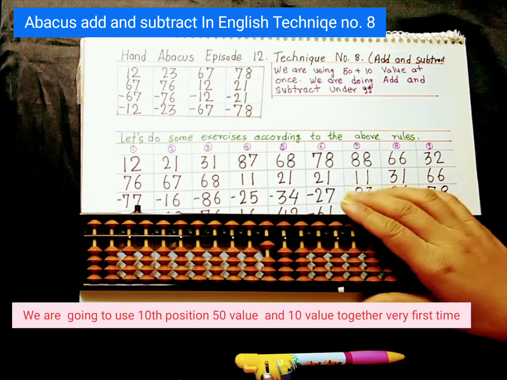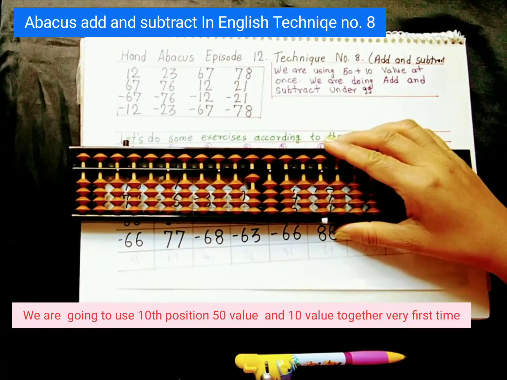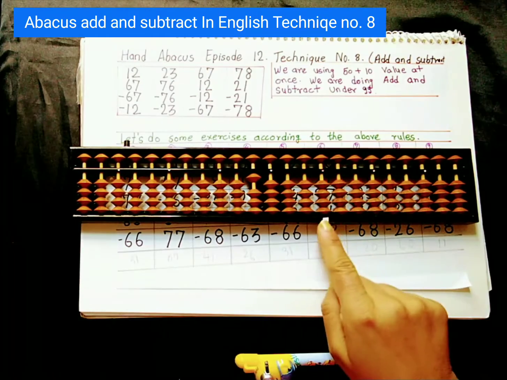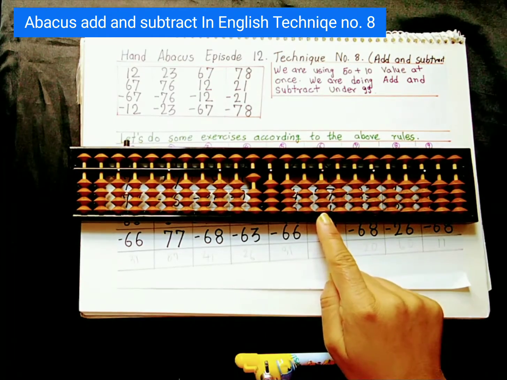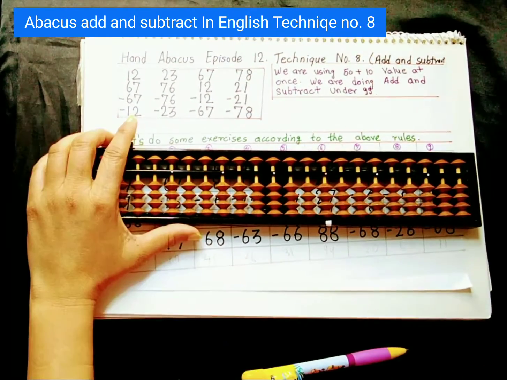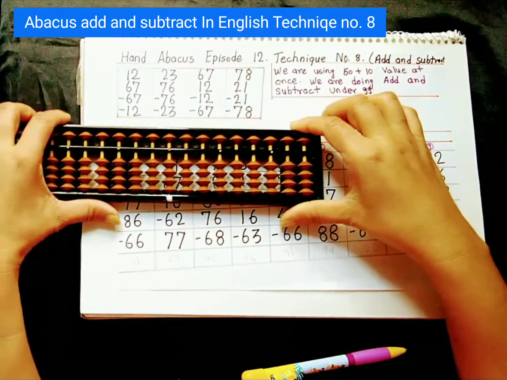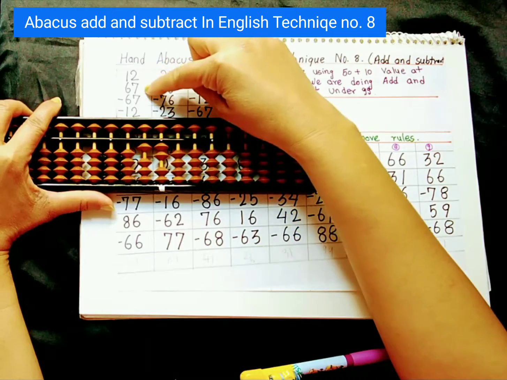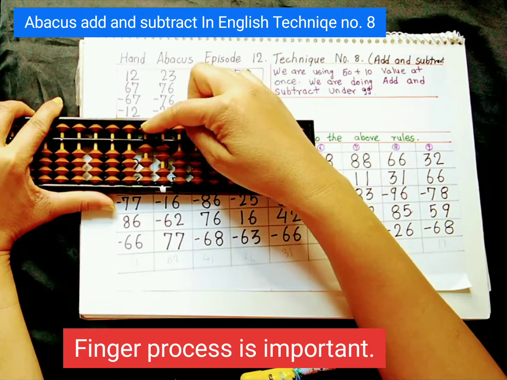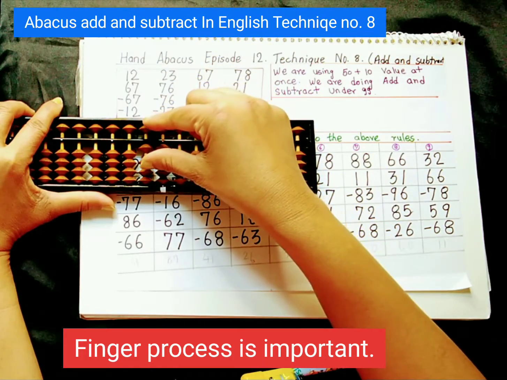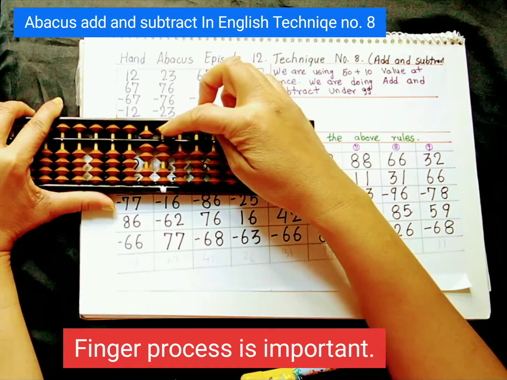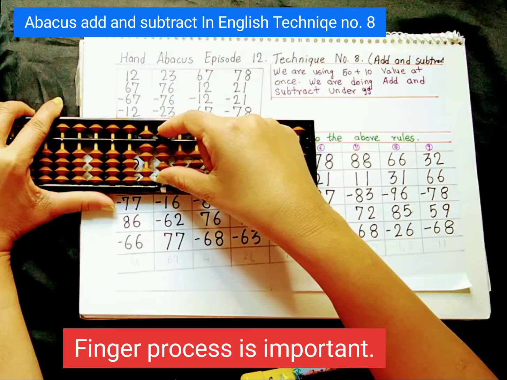Let's start technique number 8, add and subtract on the Abacus. Hold your Abacus and confirm your marked rod. First place 12, 1 to 12, 67. This one is 50, this one is 10. You can do like this, 60 and 7, 5 and 2, 7.